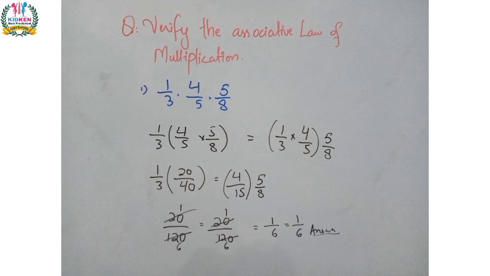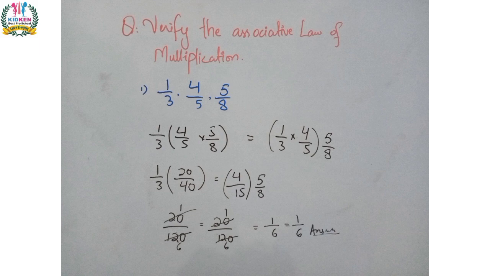Verify the associative law of multiplication. So number first question is 1 upon 3, 4 upon 5 and 5 upon 8. So firstly we can convert it into associative law. So our first equation is 1 upon 3 bracket 4 upon 5 multiply 5 upon 8, and again which is equal to 1 upon 3 multiply 4 upon 5 bracket 5 upon 8. So simply we can solve the bracket first, then after solving the bracket we can solve the open values.